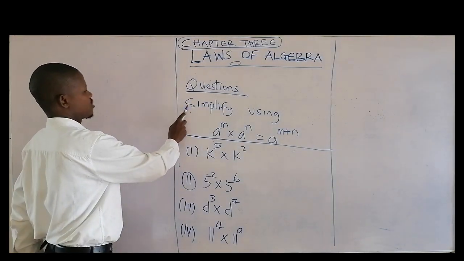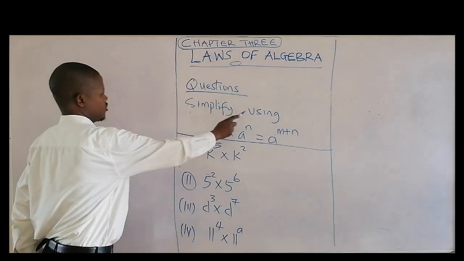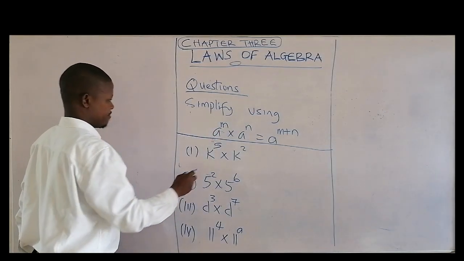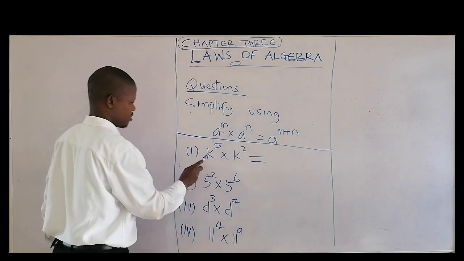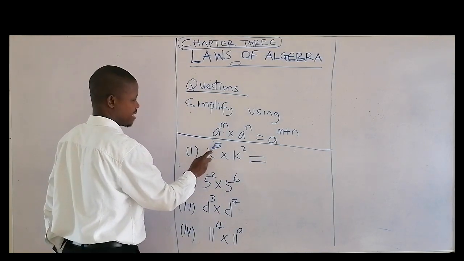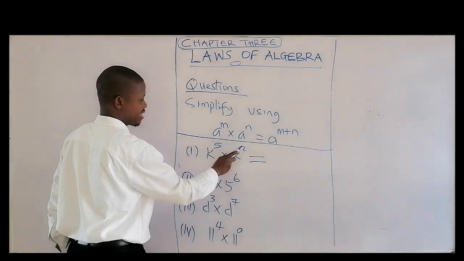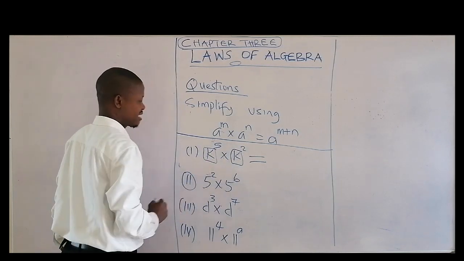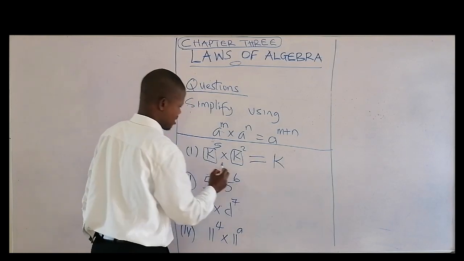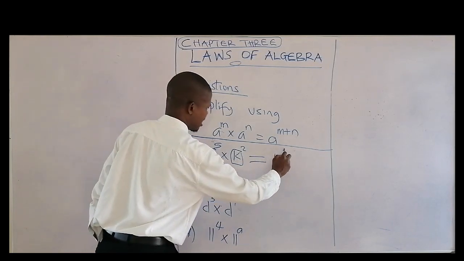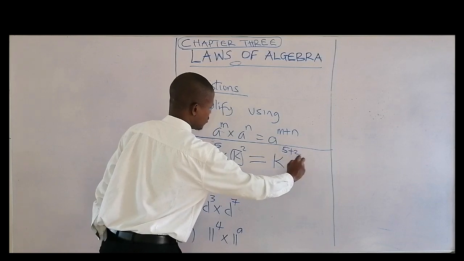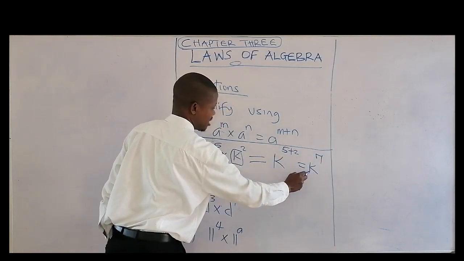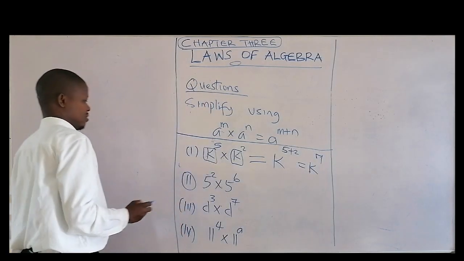Yeah, we have this question, simplify using this law. Okay, straight to the solution. We have this k to the power 5 times k to the power 2. The bases are the same. The base is k, so you take one of the bases and you multiply. You add the power together. That will be 5 plus 2, and that's k to the power 7, or k exponent 7.